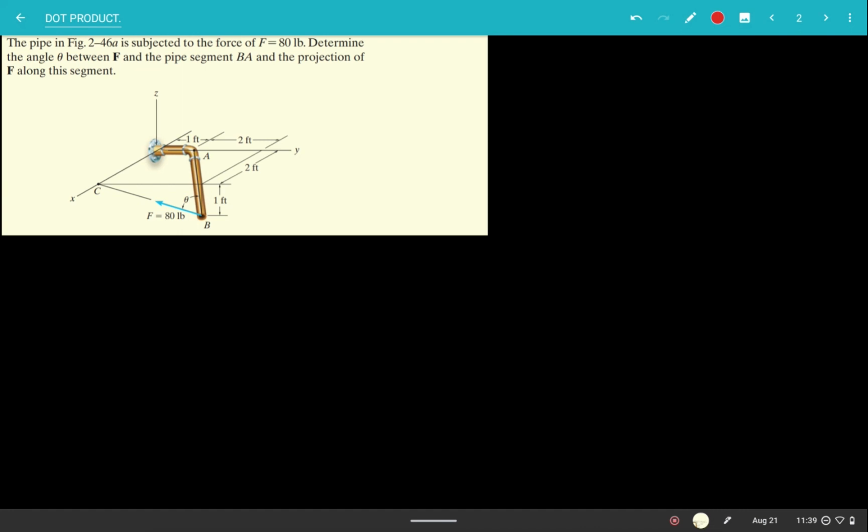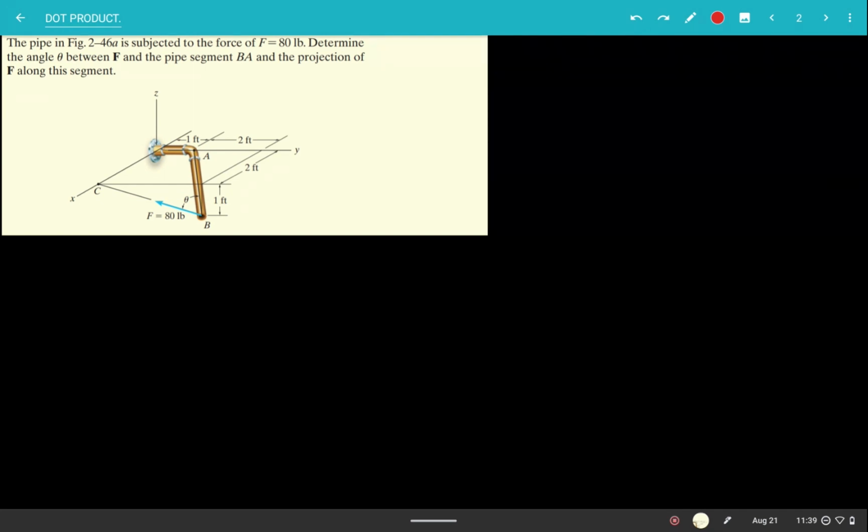So the question says that the pipe in the figure is subjected to a force which is 100 pounds. Determine the angle, which is theta, between the force and the pipe segment BA. So you have the force, which is 80 pounds there, and the pipe segment is here, as well as determining the projection of F along this segment.